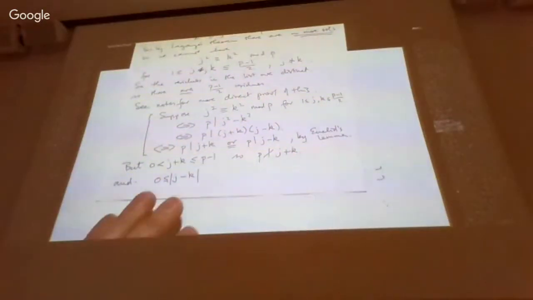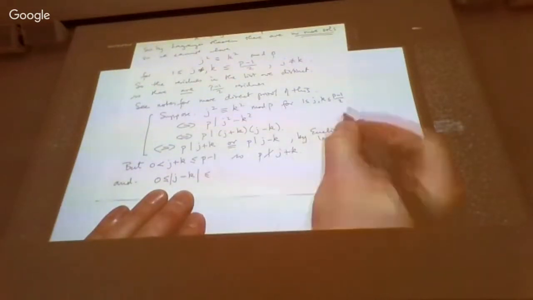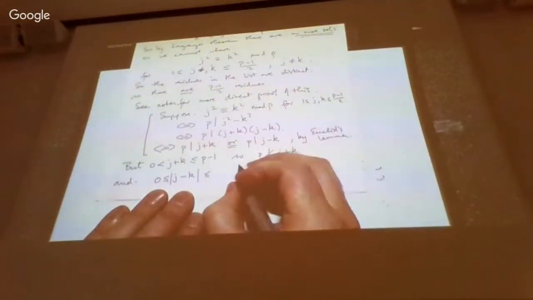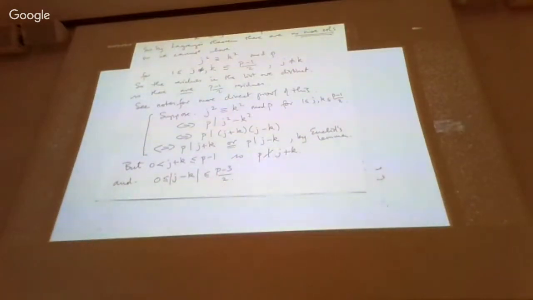And so that's, well, I mean, it's certainly strictly less than (p minus 1)/2. It's actually going to be less than (p minus 3)/2. Furthest they can be apart, yeah. 1, 5, distance apart 4.